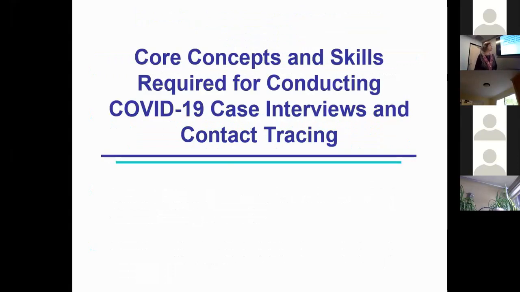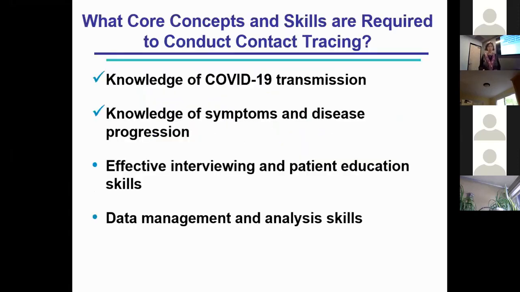So what are some of the core concepts and skills that are required to do this particular job? We've already gotten some knowledge about COVID transmission. We have some knowledge now of the symptoms and disease progression, and in our demonstration, we'll talk a little bit more about that. What I'm going to focus on is the effective interviewing and patient education skills, and then Cinda will come back to talk a little bit about data management and analysis.